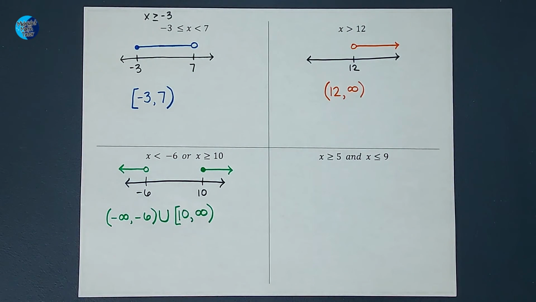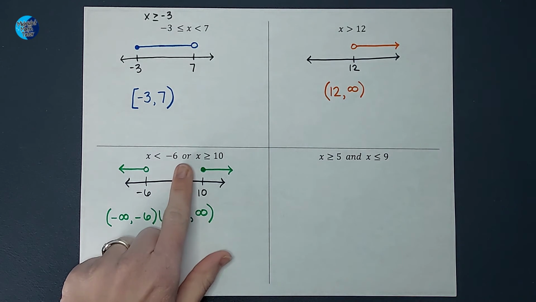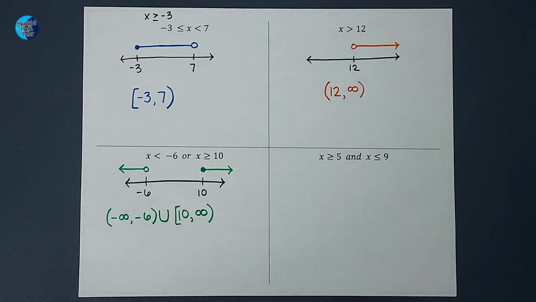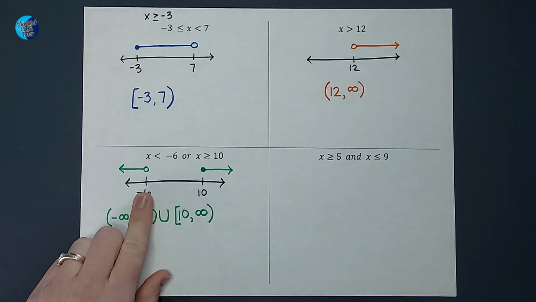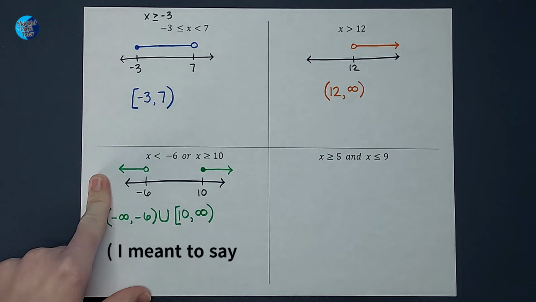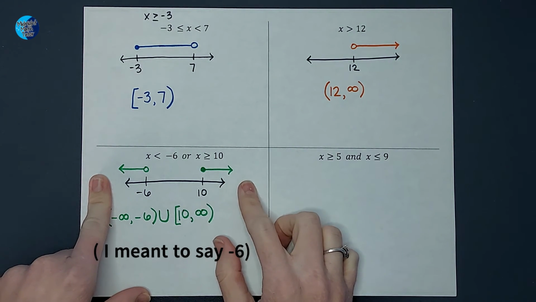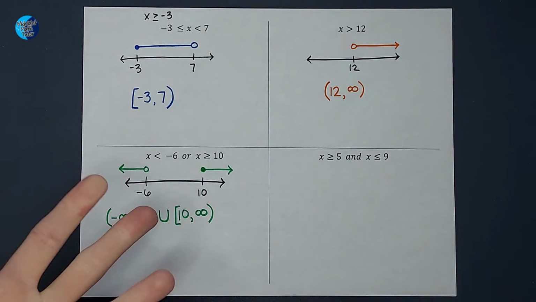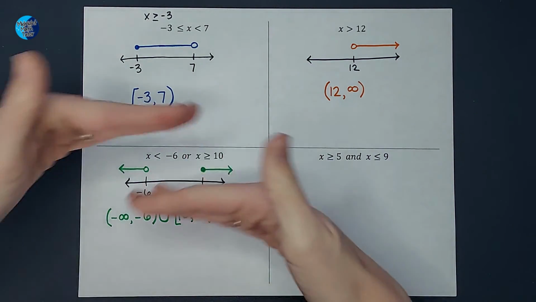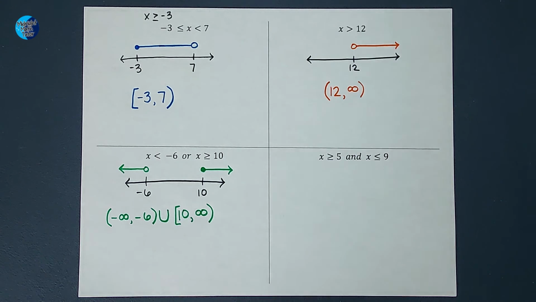It's important to pay attention to the and and the or, because I want you to imagine for a second, if this or were an and, if it says x needs to be less than -6 and greater than or equal to 10, well, there would be no number that would satisfy that, right? These don't cross anywhere, so there would be no solution. If you want to see an example like that, I'll link a video in the corner.